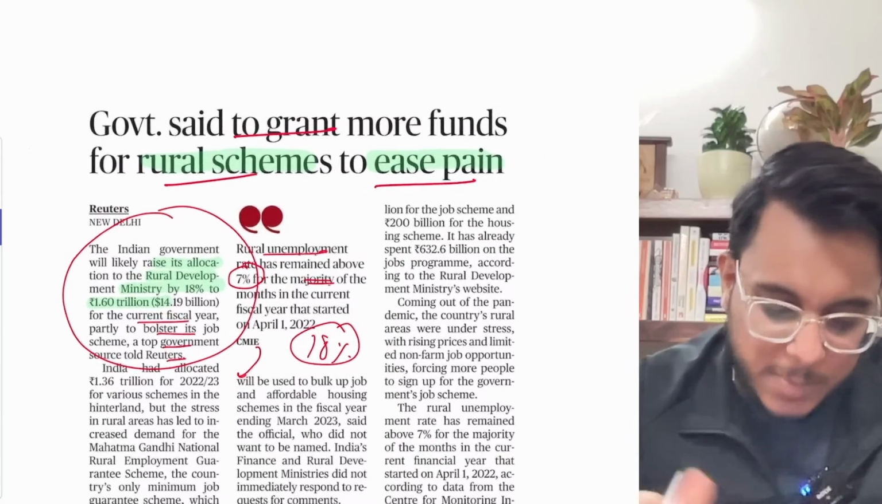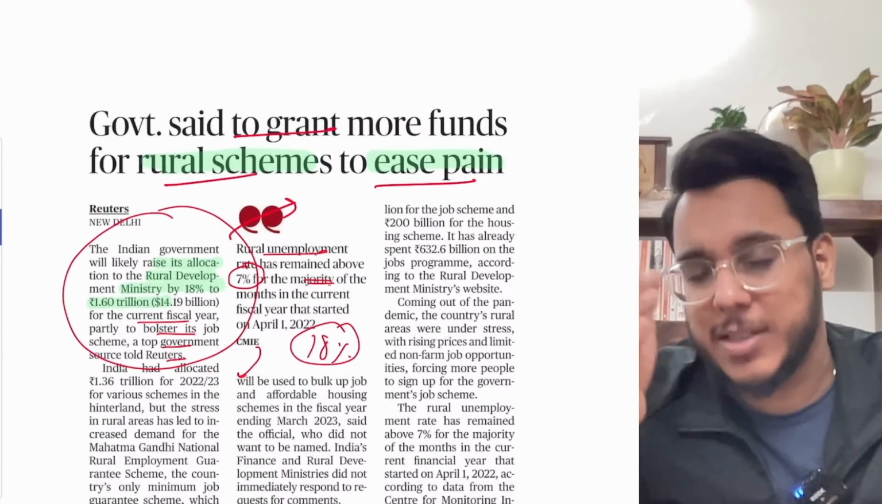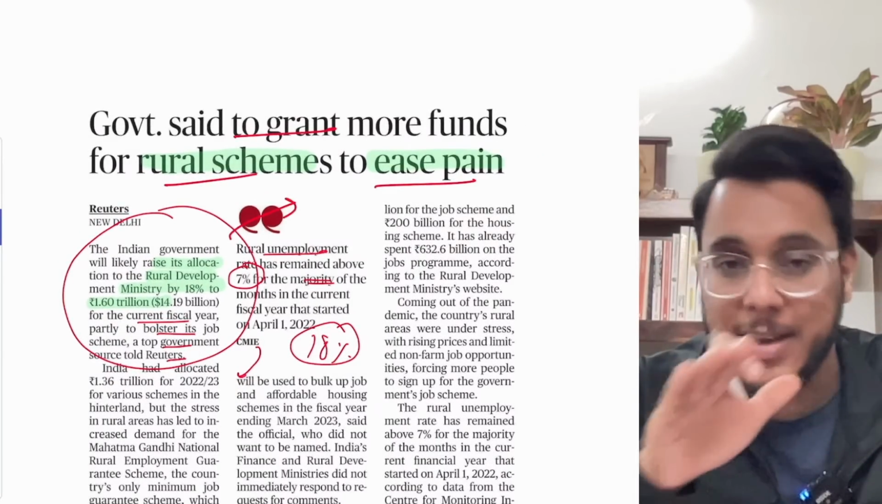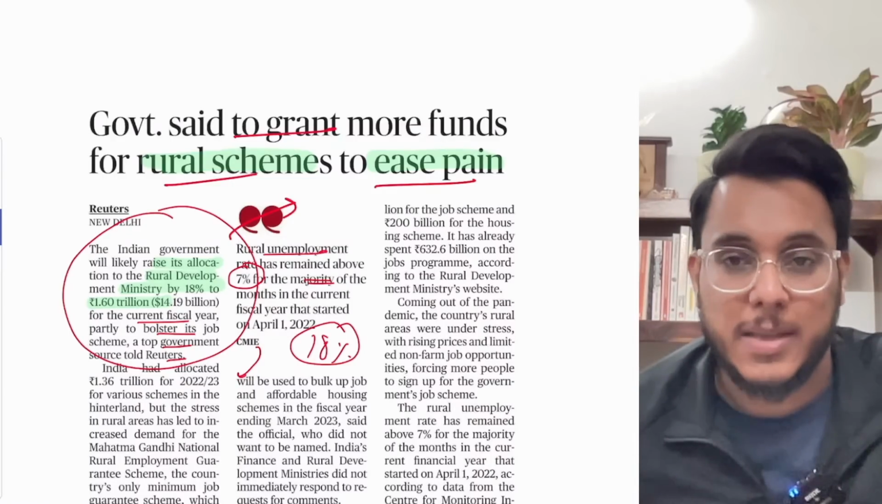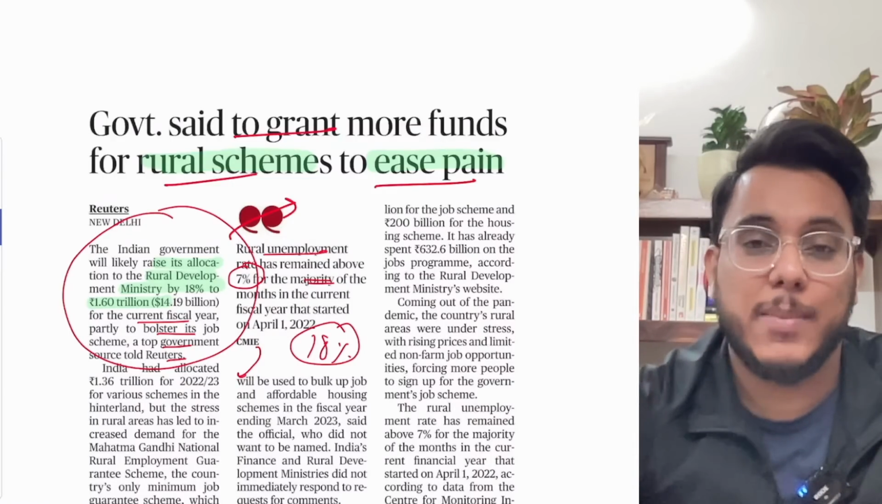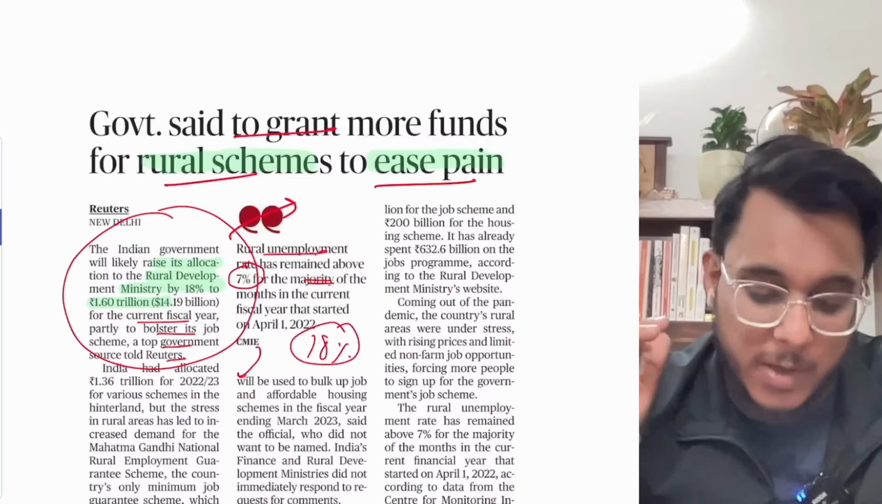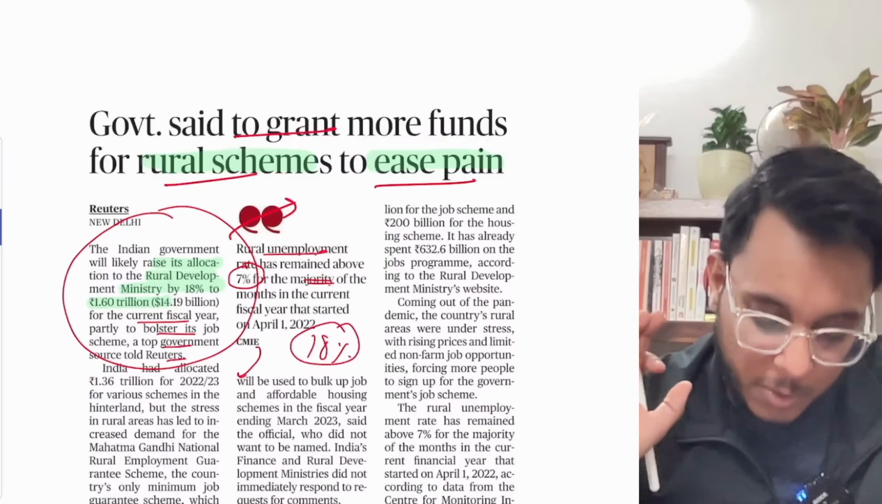Now guys, understand this particular thing. The exact increase, whether it is 18% or 15%, will be known when the budget is presented, because in the budget there will be voting on the grants, and when the final grants are passed, we'll be able to see that.